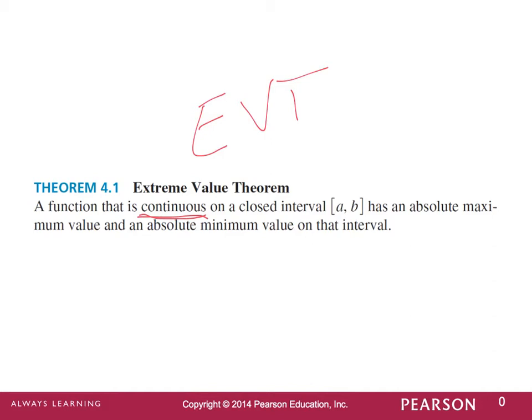So if a function is continuous on a closed interval, there must be a max and there must be a min. If it's not continuous, then all bets are off. It could have a max, it could have a min, it might have one or not the other, it might have both, but we can't say for sure. What we can say for sure is that if a function is continuous on a closed interval, then there is a max and there is a min.